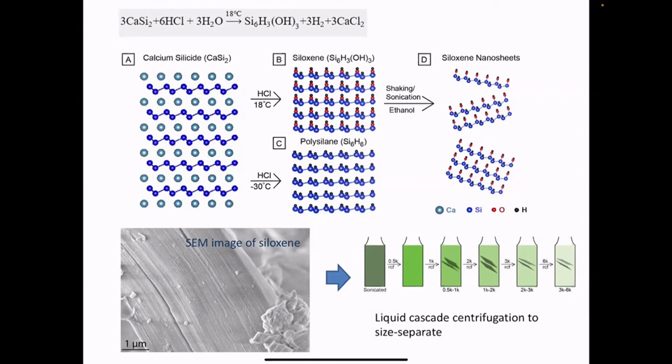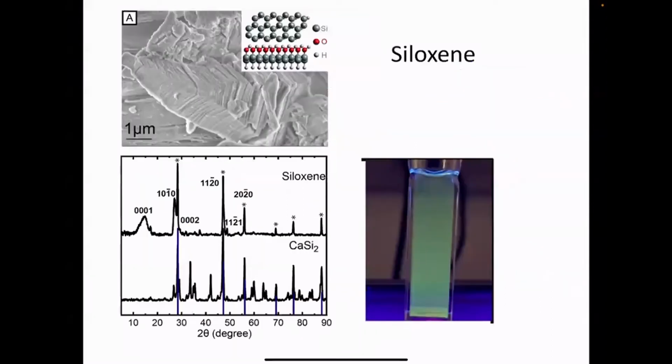The silicon nanosheets I'm going to show you are truly 2D. So what we do is we take calcium silicide, and we carry out a reaction in hydrochloric acid to form siloxane. And this siloxane is very interesting. It's got this layered structure. And then what we do is exfoliate that with some sonication or just vigorous shaking. And then we do a liquid cascade centrifugation to separate these sheets by size.